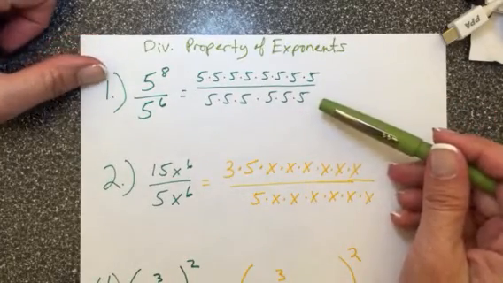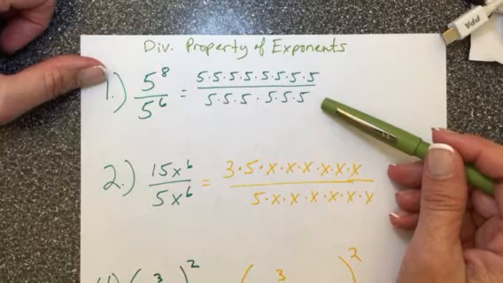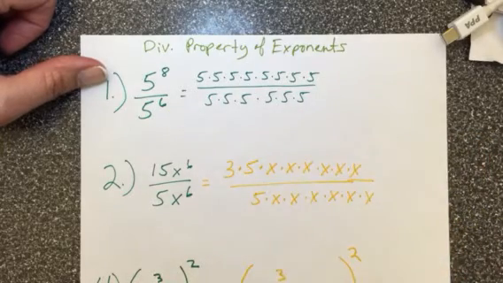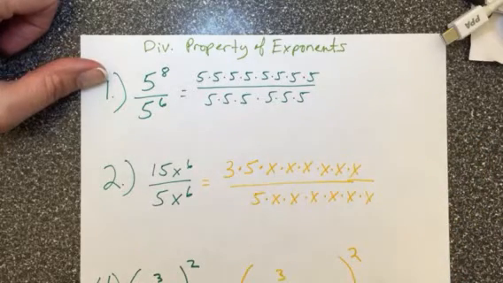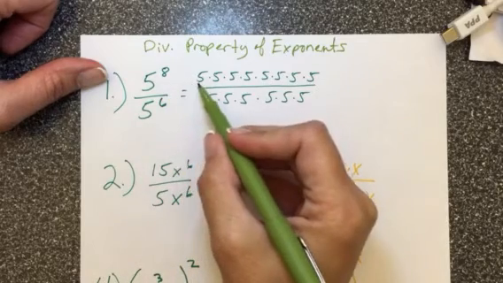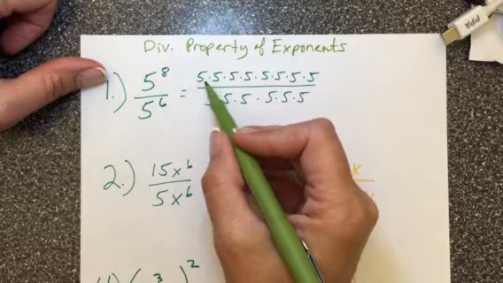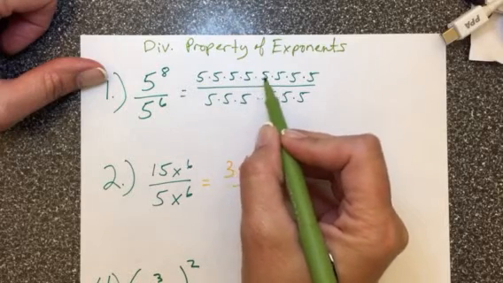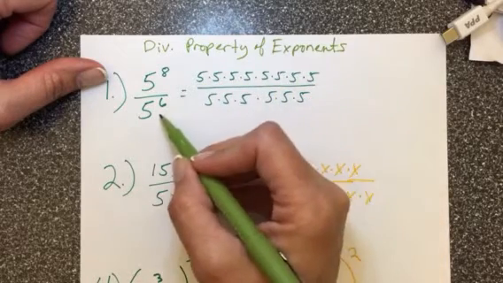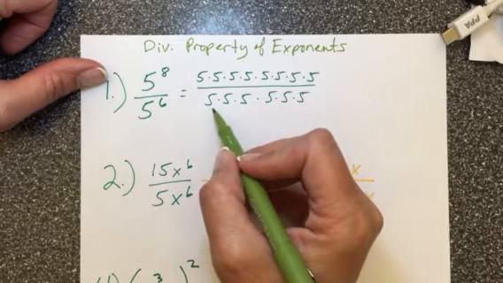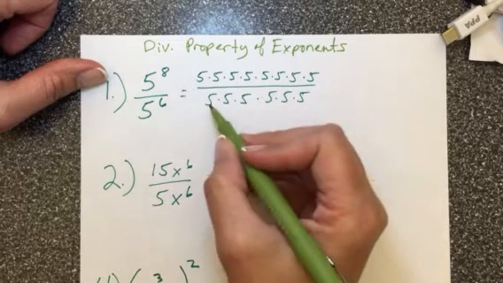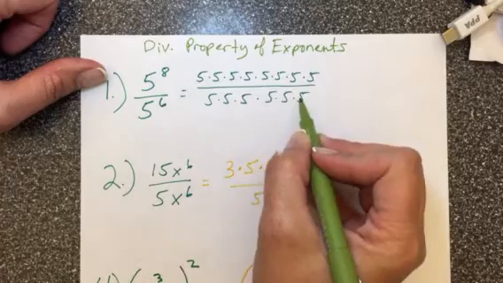Number 1 is 5 to the 8th power over 5 to the 6th power. And we know that 5 to the 8th is the same as writing 8 fives multiplied by each other: 1, 2, 3, 4, 5, 6, 7, 8. And 5 to the 6th is the same as writing 6 fives multiplied by each other: 1, 2, 3, 4, 5, 6.